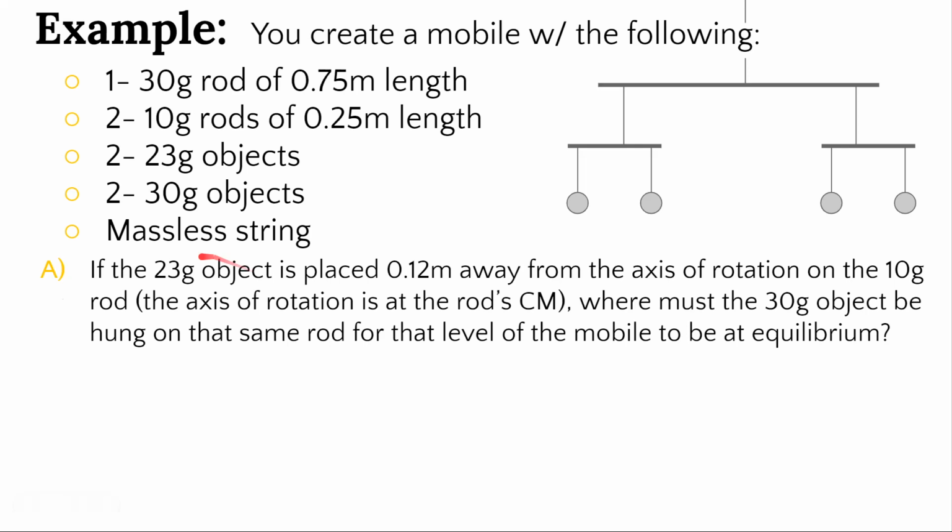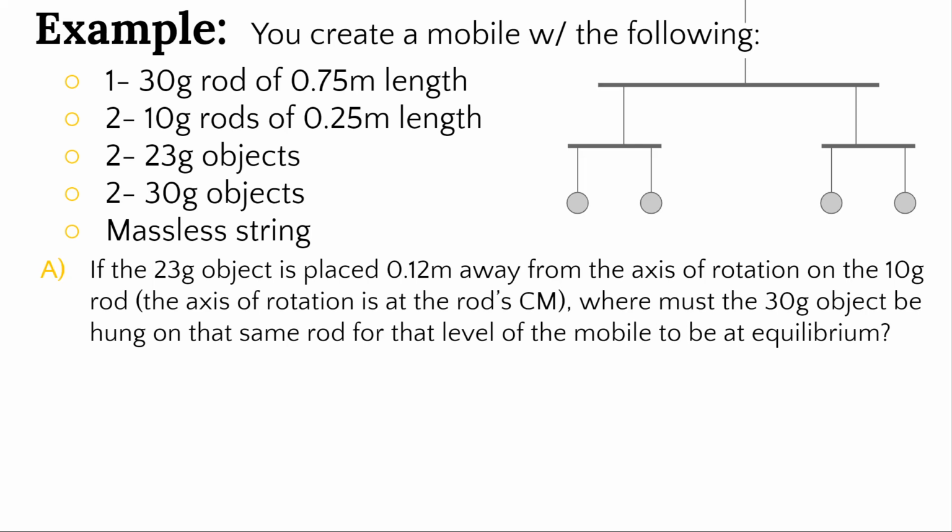So here's the question. If the 23-gram object is placed 0.12 meters away from the axis of rotation on the 10-gram rod, we're going to say that the axis of rotation is at the rod's center of mass, because we're going to assume that the rod has a uniform mass distribution. Then where must the 30-gram object be hung on the same rod for that level of the mobile to be at equilibrium?